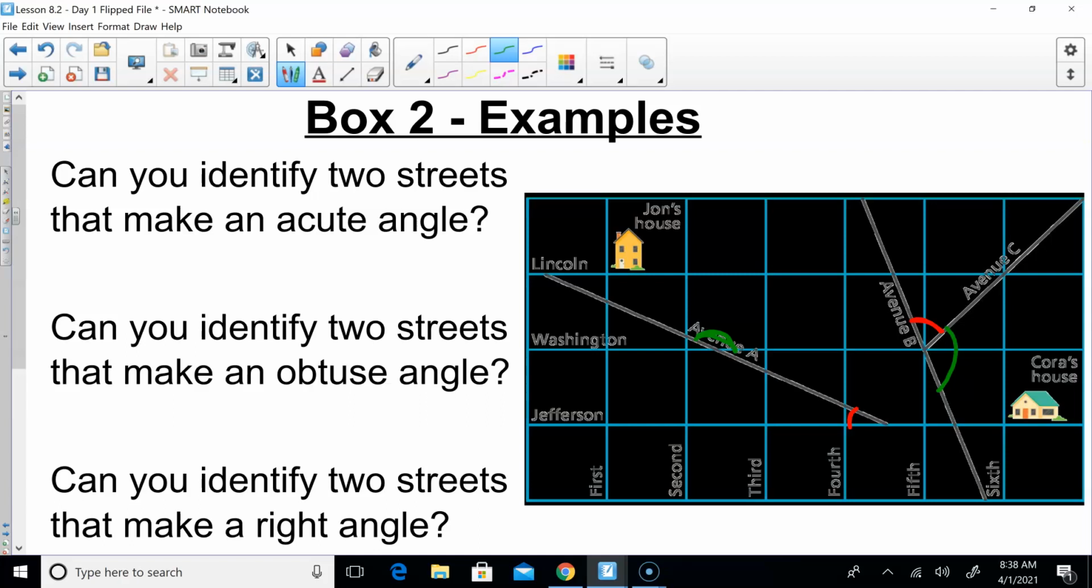And last but not least, can you identify two streets that make right angles? Well, there are tons of right angle streets. We can pick a whole bunch of them. Let's see if you can guess the two I'm going to pick. I'm going to go with 2nd and Jefferson, and I'm going to go with Lincoln and 4th Street. There we got two right angles, or perpendicular lines. And with that, you can get an idea of where you would see more acute, obtuse, and right angles in real life.